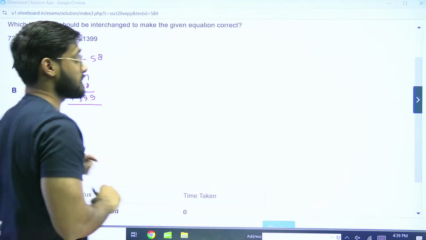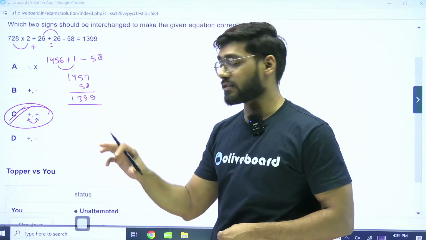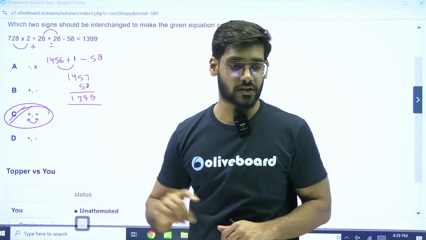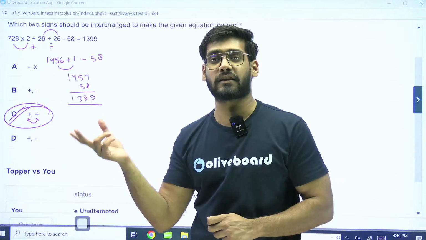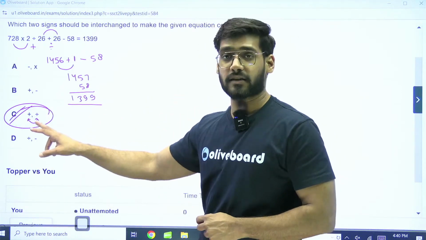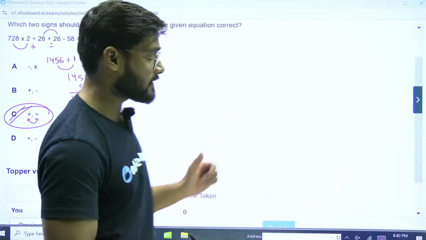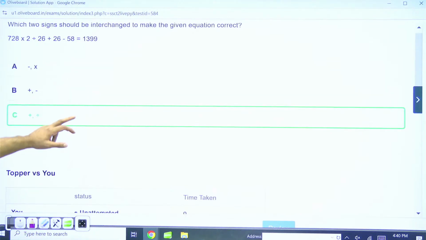Always try to solve such questions with those options which have a division part. Whenever you get a question in which you have to interchange the symbols, always try to solve the options having a division part. So we are getting the C answer. Let's mark option C. C is the right one.